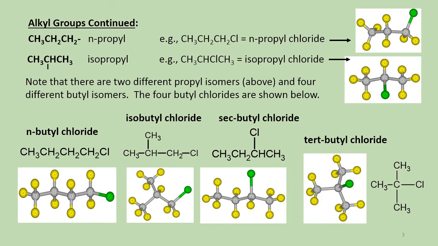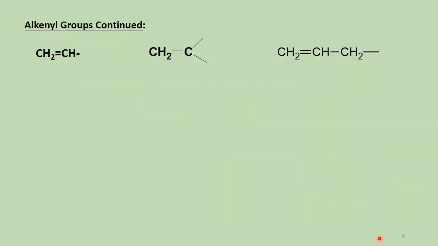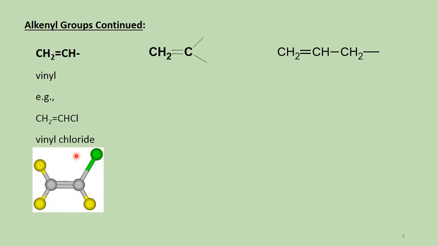Let's look at a couple of alkenyl groups taken from alkenes. CH2=CH something is called a vinyl group. An example would be vinyl chloride. And here's the structure of vinyl chloride, CH2=CHCl.